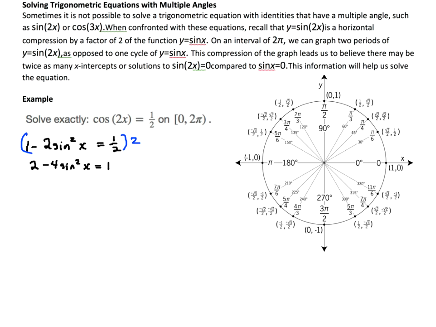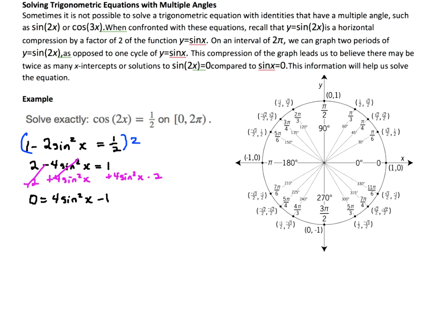I'm actually going to take everything to the right-hand side because I do not like my leading term being negative like that. So I'm going to add 4 sine squared x and subtract 2 from both sides, plus 4 sine squared x minus 2. That gets everything off that left-hand side. And I have 0 equal to 4 sine squared x minus 1.